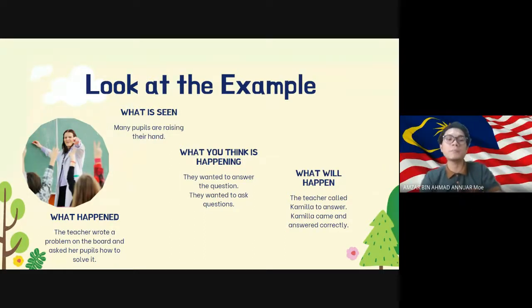Apa yang awak nampak adalah seorang perempuan, a woman, pointing to children. Seorang perempuan yang tunjuk pada murid, budak-budak, dan budak-budak tu angkat tangan. Itu yang kita nampak. What is seen? Many pupils are raising their hand. Okay, murid-murid sedang angkat tangan.